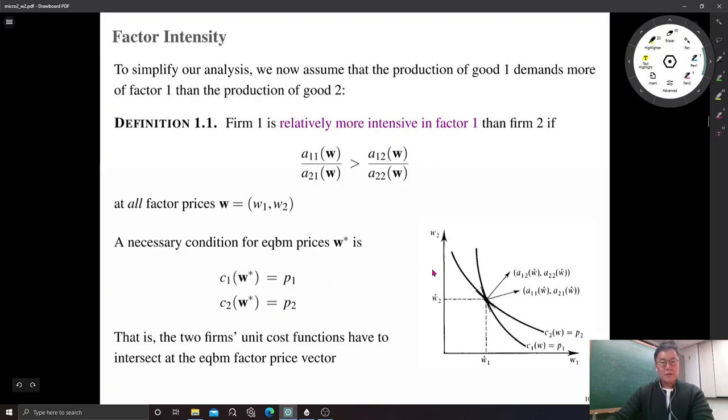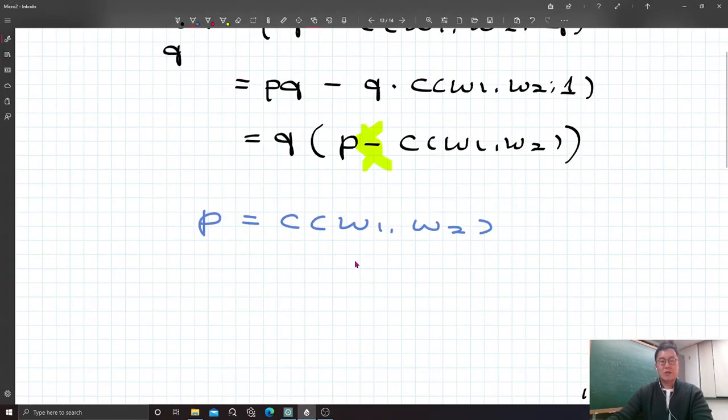All right, so first let me draw the diagrams displaying these equilibrium conditions. The first equation can be seen as one level curve, because the unit cost is given by P1. Putting the first input price on the horizontal axis and the second on the vertical axis, we can draw a level curve. Similarly, we can draw the second equation as firm 2's level curve. So firm 2's unit cost is fixed by P2.